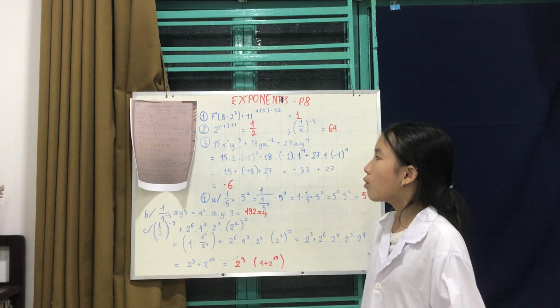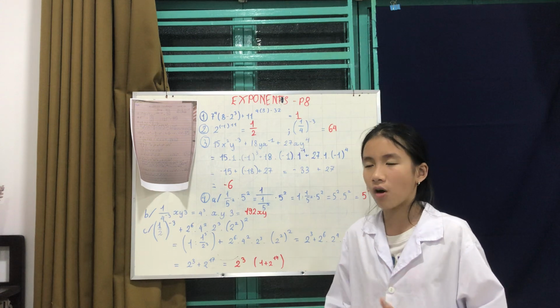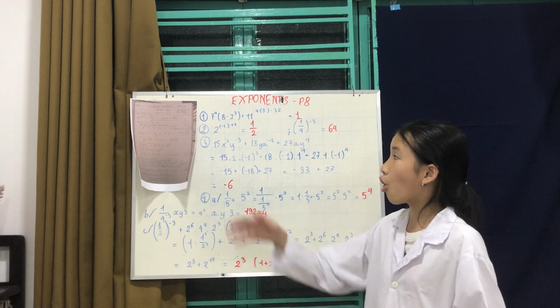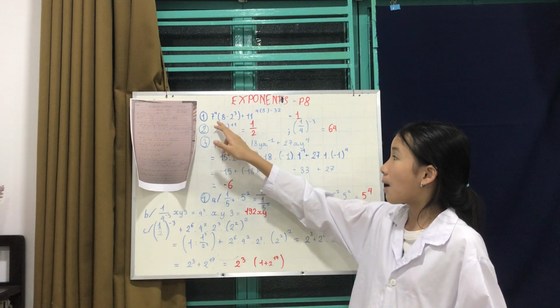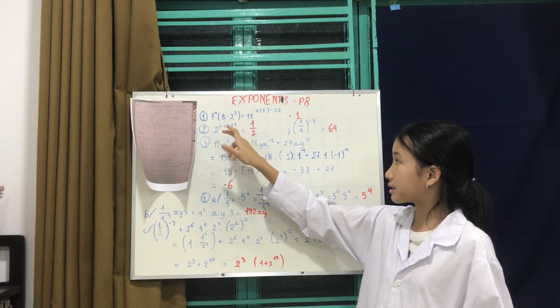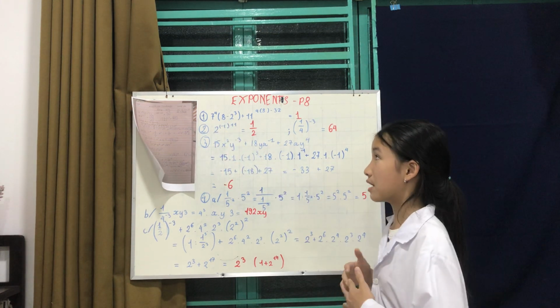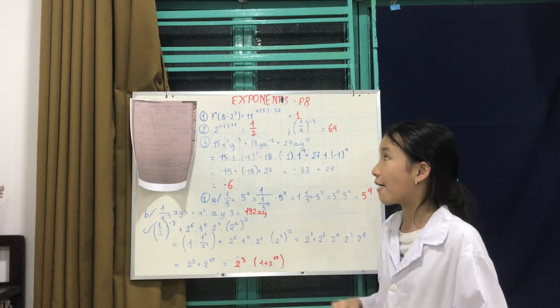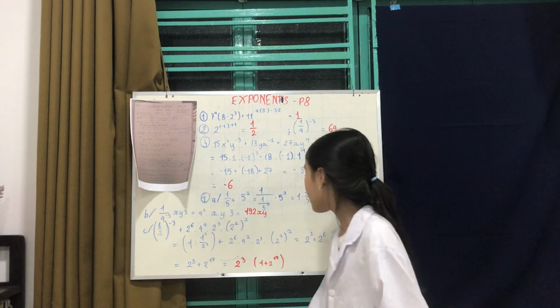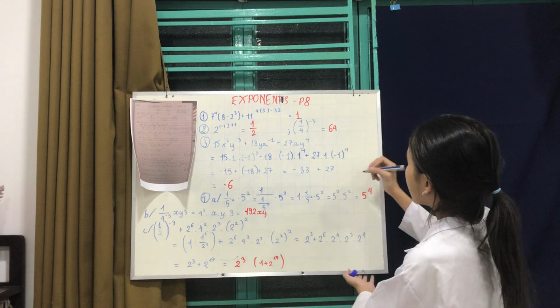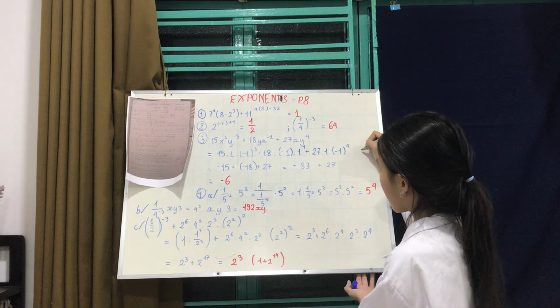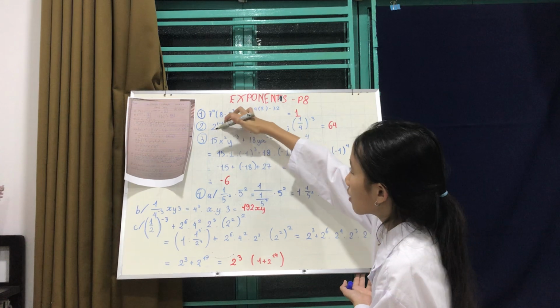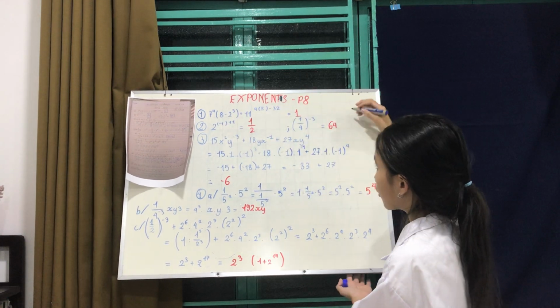Problem number 2 is like a review of last week. For example, 2 to the power of minus 1 in parentheses to the power of 11 will equal what? Well, I have the answer of a half. Why is it a half? Let me show you here. It's the reciprocal. Basically, we'll count out this first.